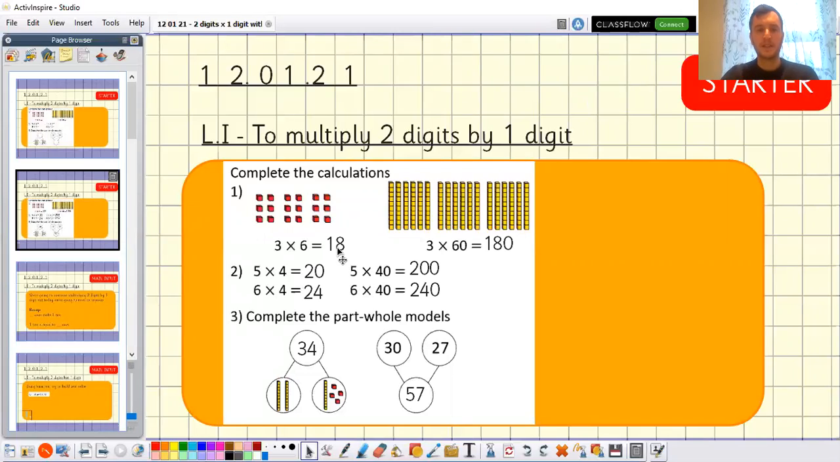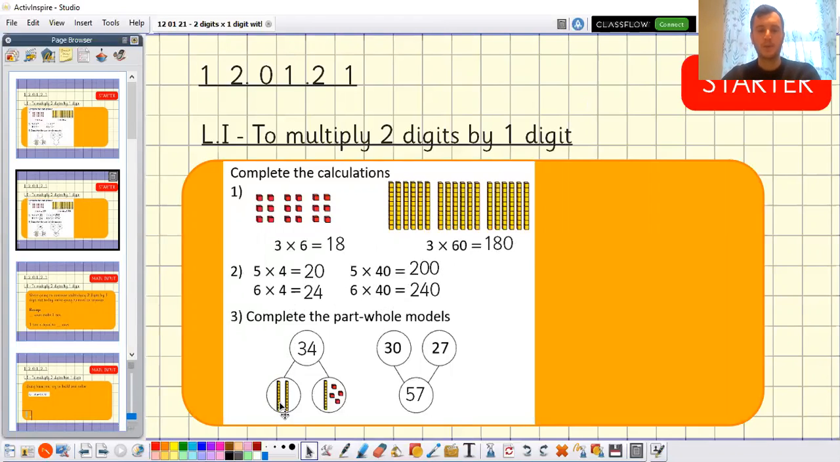3 times 6 is equal to 18. So 3 times 60, all my digits have shifted to the left. I've got a 0 on the end, which makes 180. 5 times 4 makes 20. And again, for 5 times 40, my digits have shifted to the left, and I've got 200. 6 times 4 is 24. So 6 times 40 is equal to 240. And those patterns between those 2 calculations are really useful for calculating some more difficult multiplication facts.